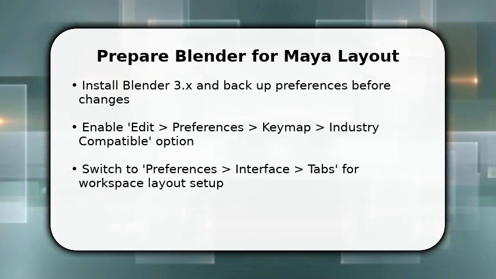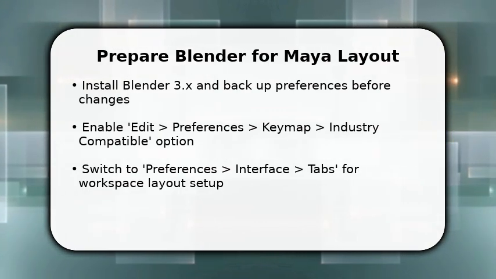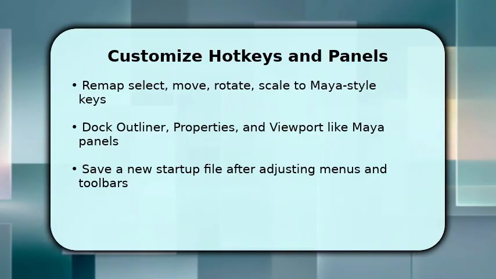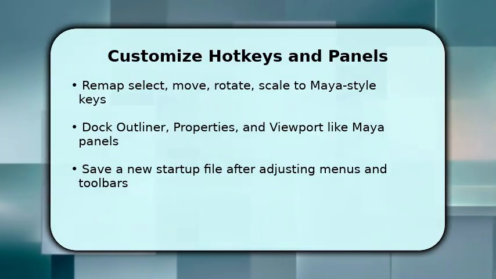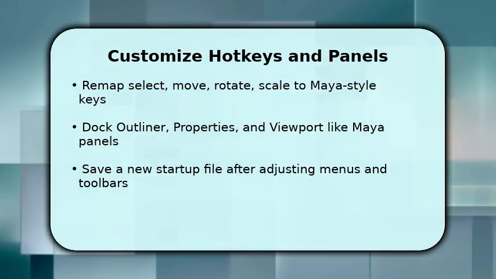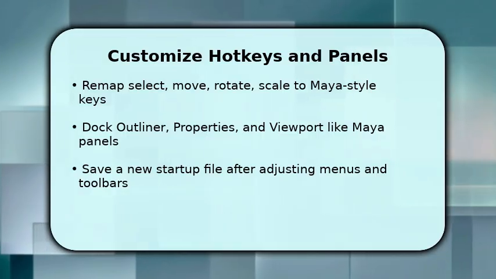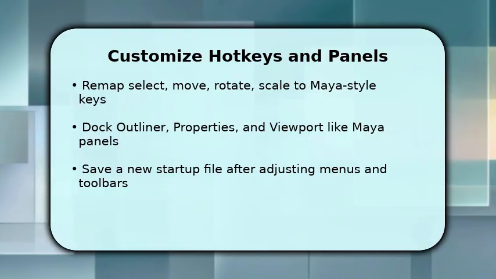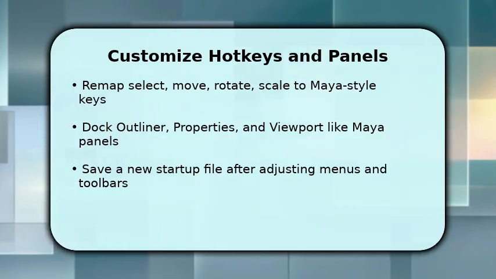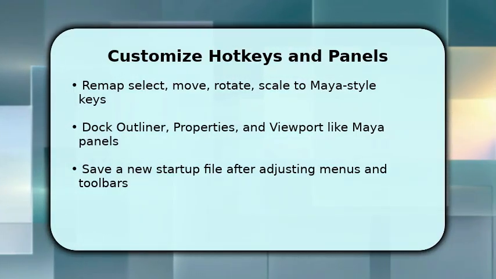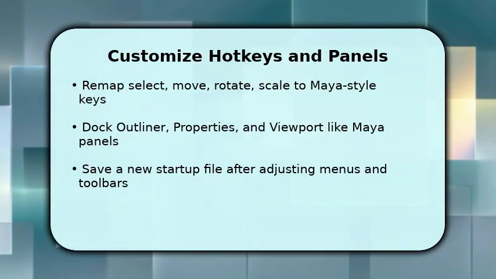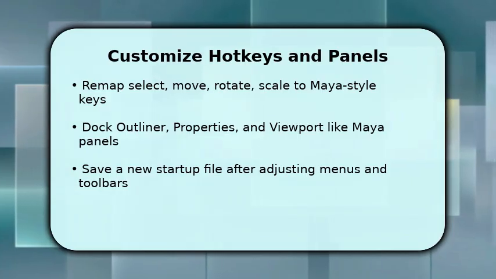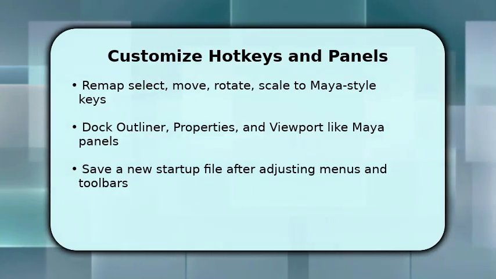Now you customize the middle of the conversion, hotkeys and panel arrangement. You remap selection and transform keys to match Maya conventions and make sure mouse pans and rotates respond as expected. Then dock outliner, properties, and the viewport into left/right stack so tool access mirrors Maya's layout. Once done, edit the top menus and toolbars to prioritize modeling and rigging tools, and save a new startup file so these changes load every time you open Blender.